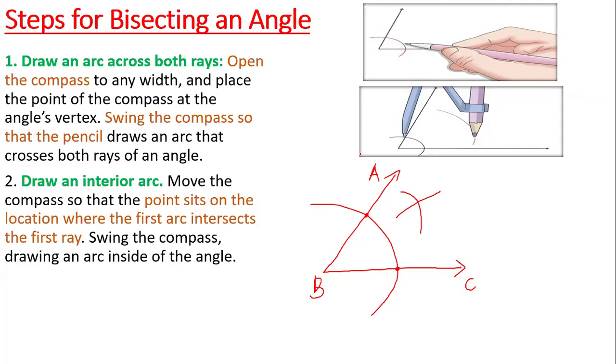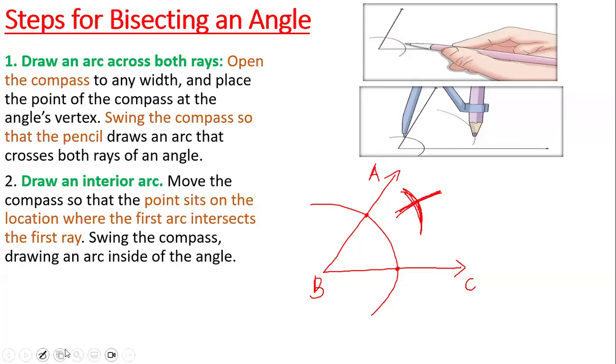Okay, go ahead, read the second step. Draw an interior arc. Move the compass so that the point sits on the location where the first arc intersects the first ray. Swing the compass, drawing an arc inside of the angle. Very good. And so this is the arc that we draw inside, the interior arc. But we have to do that twice. Let's do it twice. We have to do it both here, and we have to do it also here.